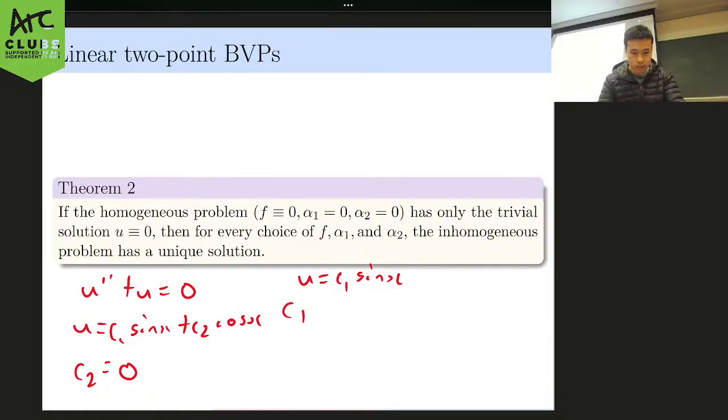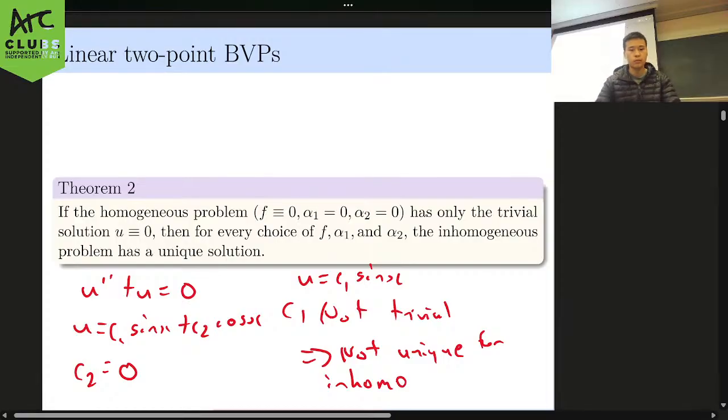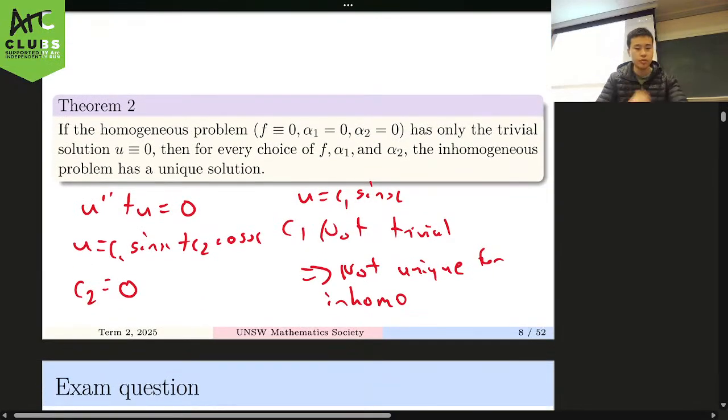So essentially, this homogeneous problem doesn't have a trivial solution. It has an infinite number of solutions. So just from this theorem, we can conclude, hey, the inhomogeneous problem does not have a unique solution. There are an infinite number of solutions. So not trivial, therefore not unique for inhomogeneous. So that's the purpose of this theorem, essentially.